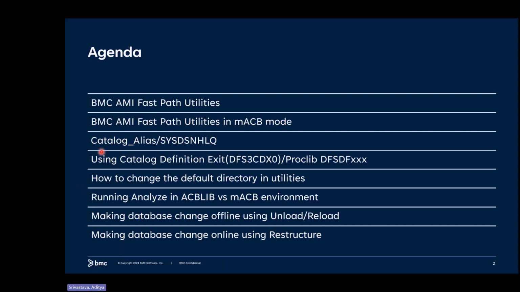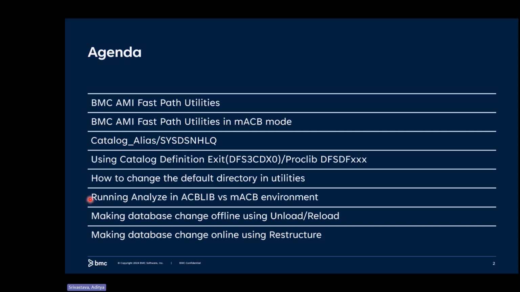Then we will touch upon the catalog definition exit, that is DFS3CDX0, and the PROCLIB member DFSDFXXX. We look at what the default directories are which get read in our utilities, and how we can change that default behavior. Then we see how a typical analyze job runs in an ACB live environment versus how it will run in a managed ACB environment. We'll also look at how other utilities work similar to analyze.